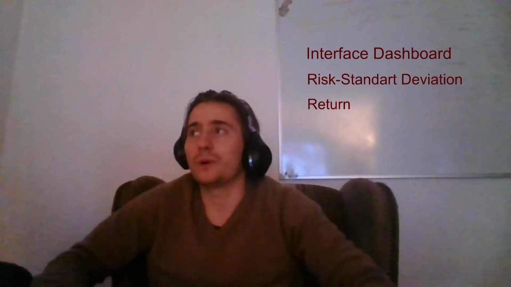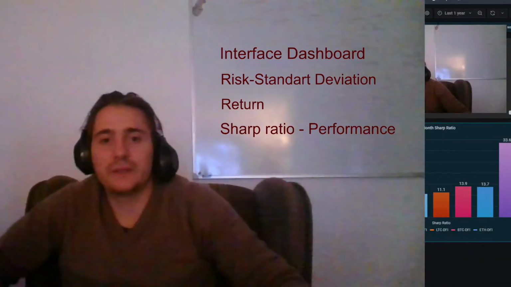Then I would like to talk about the risk and return from the dashboard. So what is meant by standard deviation, why do we use this, how do we calculate the return from the liquidity pairs, and then last, the Sharpe ratio that sets the return in relation with the risk. Good, then let's just go into the dashboard itself.